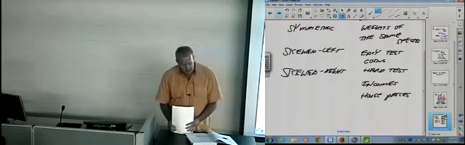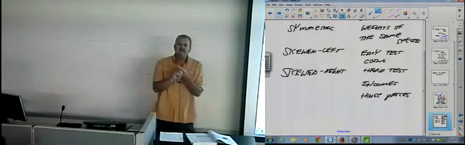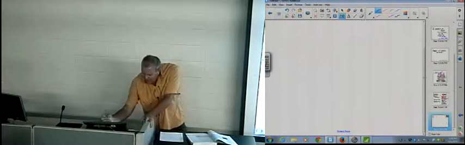Now, there's one other type of graph for a quantitative variable. Remember, the most common one is a histogram, right? There's another one for a quantitative variable.